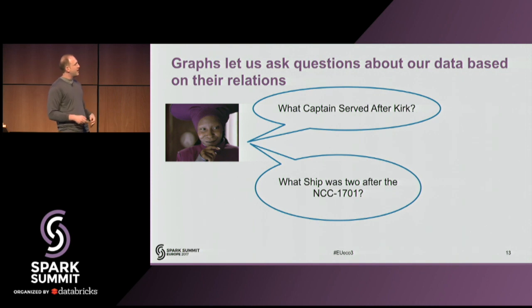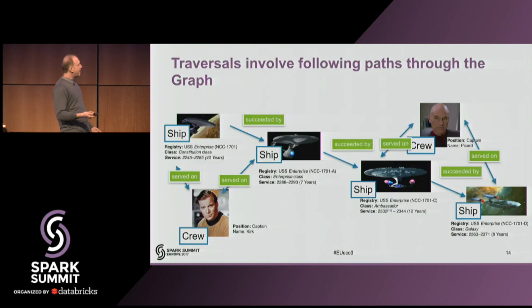Asking things like, what captain served after Kirk, or what ship was two after the NCC-1701, become pretty easy to answer when we look at a graph. Because in this graph, we can do something called a traversal, where we basically follow the edges in the graph from one node to another, and we can answer a question.